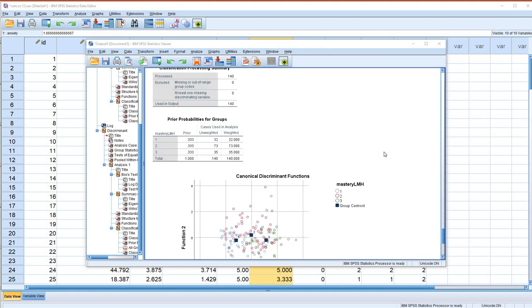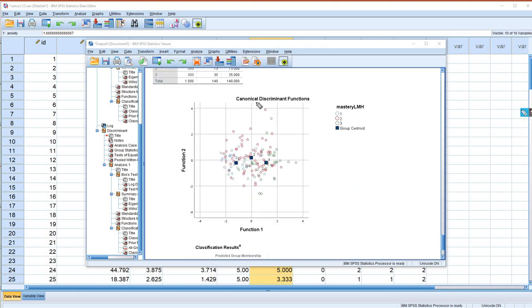We can also visualize this by scrolling down, and you can see the discriminant function plot. So we have essentially function 1, which is reflected on the horizontal axis, and then function 2 reflected on the vertical axis. And so you can see a substantial spread among our 3 groups with respect to the centroids on that first function, whereas there's very minimal spread when it comes to the second function.